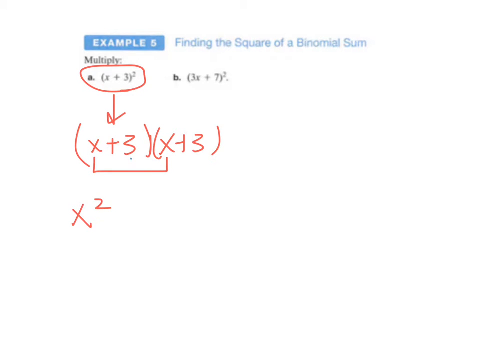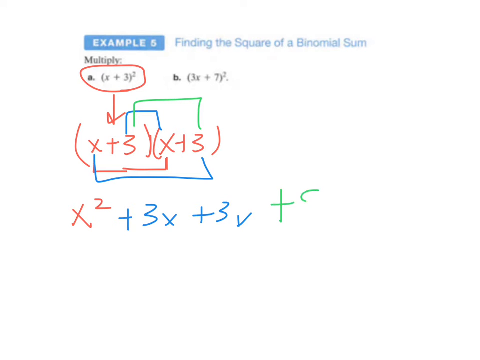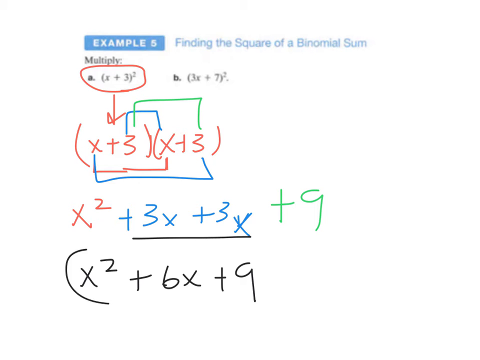Then I can take my inside term, oops, my fault, let me go back and erase that part of it. So my first term, so then my outside term, x times the 3 is 3x. And my inside term, which is also 3x. And then I can take my last terms, 3 times 3, which is 9. And if I combine my like terms, these two are like terms, I end up with x squared plus 6x plus 9. And so there's my answer.